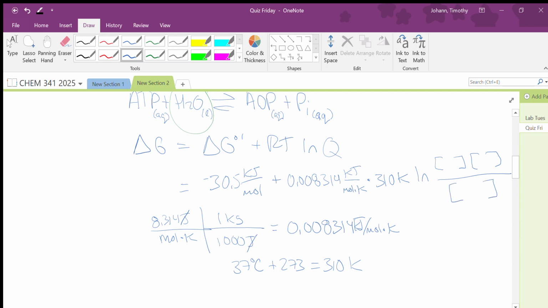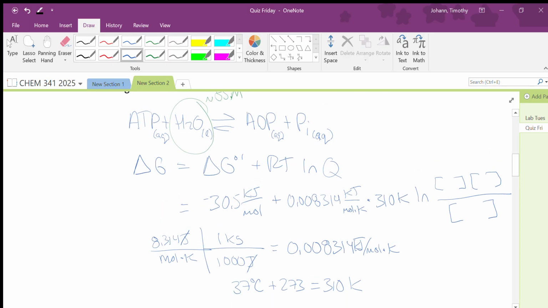I don't include water, right? So I'm going to have 2 things on top and 1 thing on the bottom. If I had equal numbers of things on the top and bottom, and they were in the same units, what could I do? I could cancel them and I wouldn't have to convert my units, right? I wouldn't need to worry about what my units were.